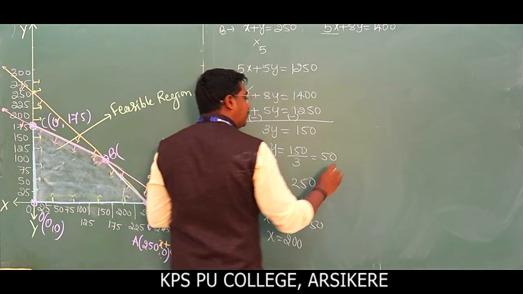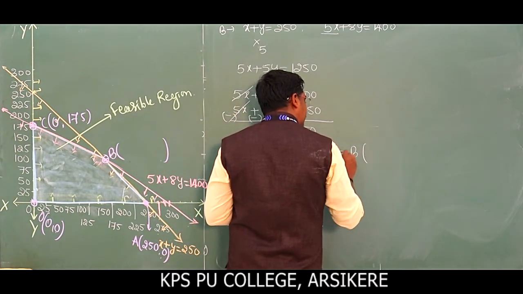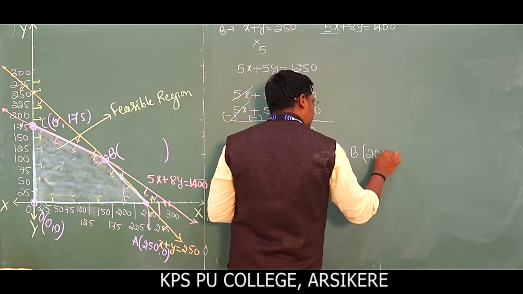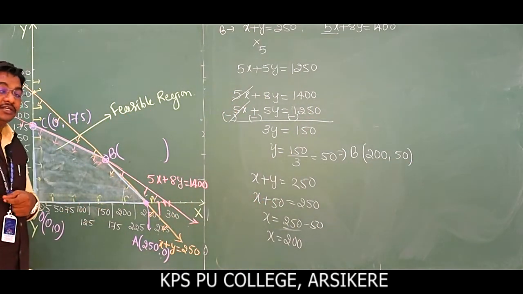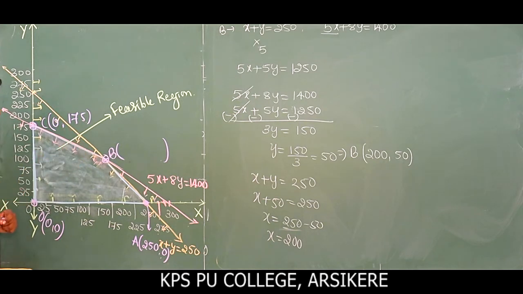What is the corresponding point B here? So B is here. The point B becomes 200 comma 50. It means here x is equal to 200, y is equal to 50.